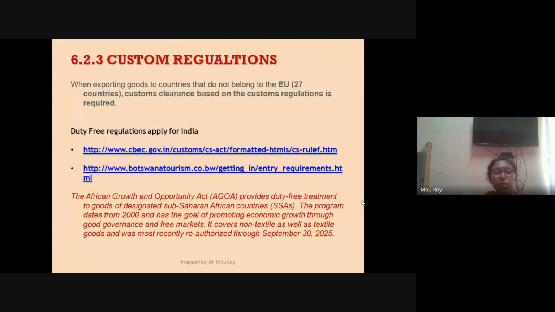There are also some duty-free regulations, like when exporting goods. When exporting goods to countries that do not belong to the 27 European Union countries, customs clearance based on the customs regulations is required. So some duty-free regulations apply for India, where I have mentioned the link also. As I have shared this slide, and time is a constraint, within 2 hours I have to finish all the chapters, you can go to these websites and have a look for detailed information.